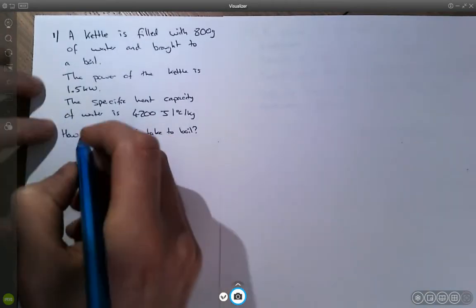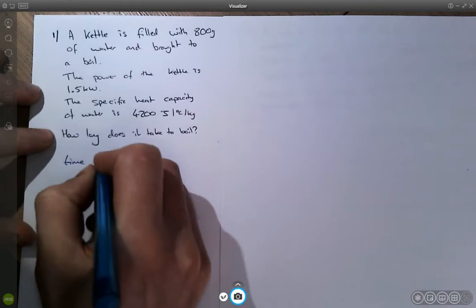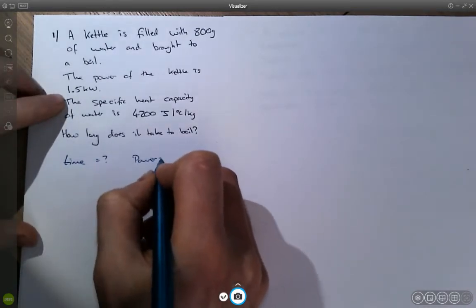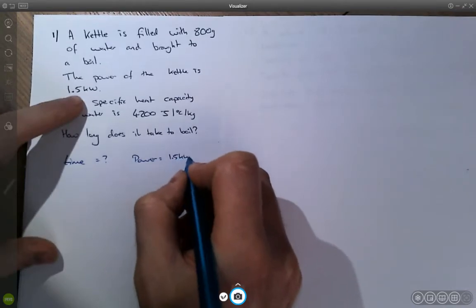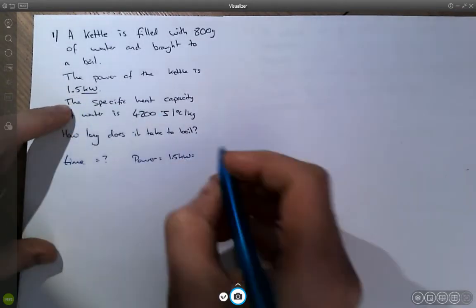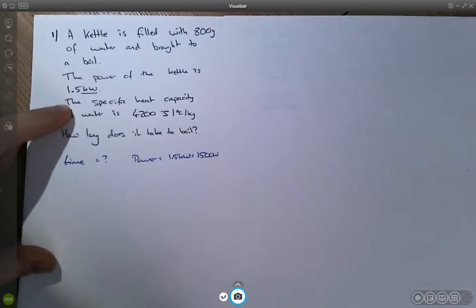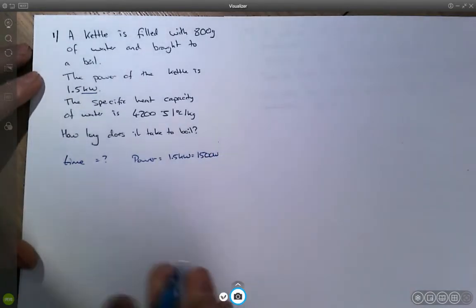So we're being asked for a time. And what other information do we have? We have power is 1.5 kilowatts, but we don't want it in kilowatts, we want it in watts. So it's always a good idea straight away to change it into watts. And if you write it like this, you may even just get a mark for doing this.